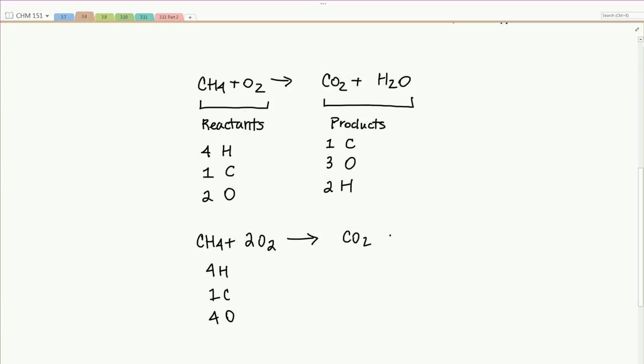Okay, so now let's look at our other side. We have CO2 plus H2O. So here we have 2 hydrogens and 3 oxygens. If we put a 2 in front of the water, we have a total of 4 hydrogens, 4 oxygens, and 1 carbon. So now the reactant side matches the product side. So check, it's balanced.